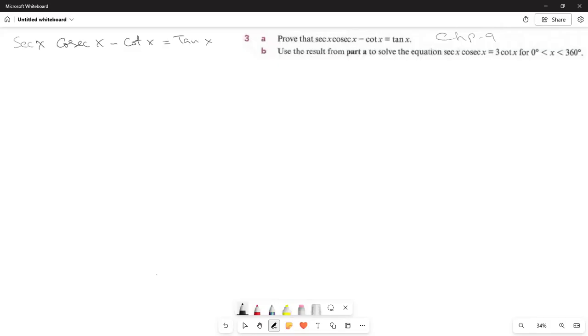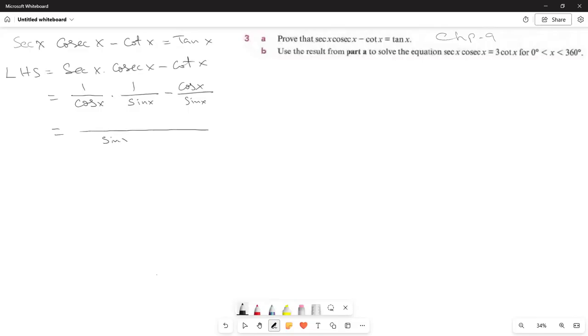We have to prove this thing. So I'll start from the left hand side: secant x into cosecant x minus cotangent x. Secant x is 1 over cos x and cosecant x is 1 over sin x minus cos x over sin x. If I add this fraction, I will have sine x into cos x in the denominator.